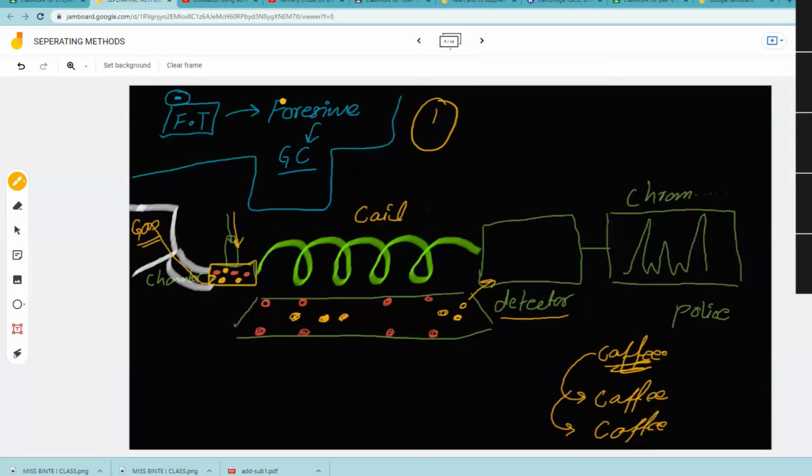So you inject the liquid, it turns into gas, and then it travels through the coil into the detector. And from the detector, we see the results. Thank you so much for bearing with me, Asim. I will ask you in the next class.